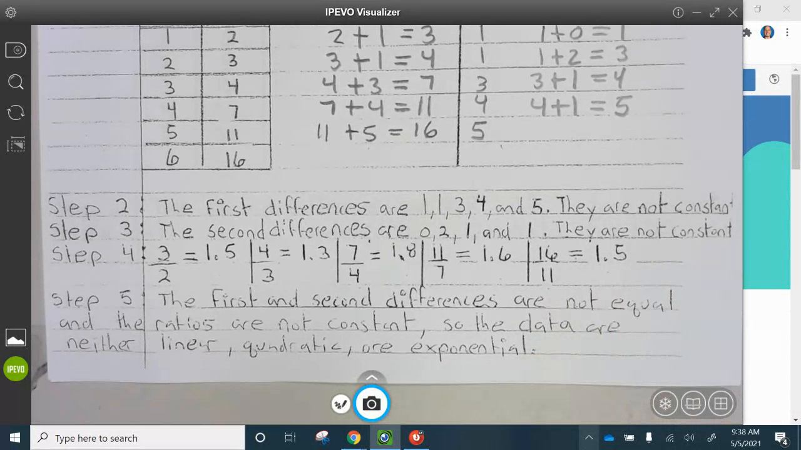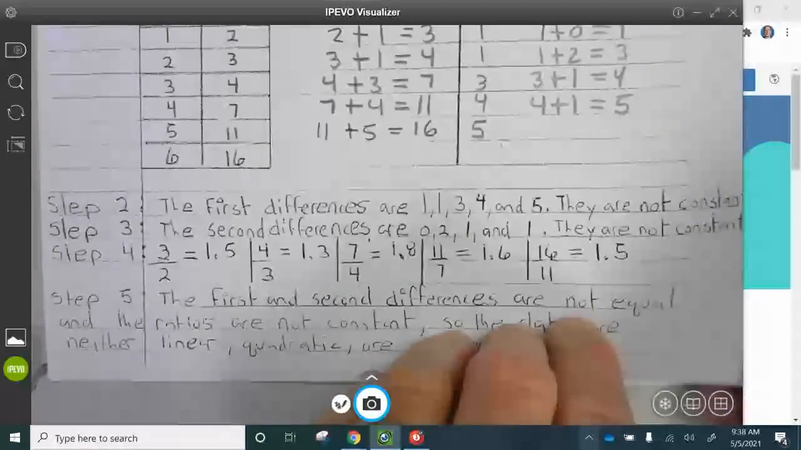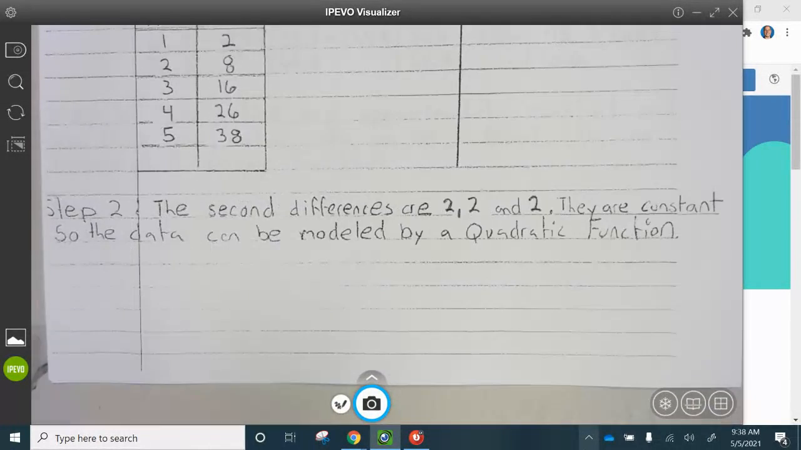So the first and second differences are not equal and the ratios are not constant. So the data are neither linear, quadratic, or exponential. All right, go ahead and finish up question 2.